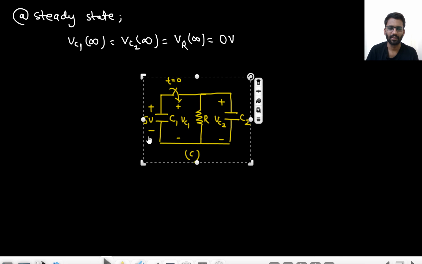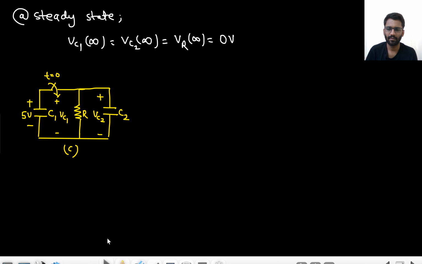I will just take this circuit. I will call this current IC1 and this current IC2. If we can make the waveform of IC1 and IC2, then we can make the waveform of IR as well.